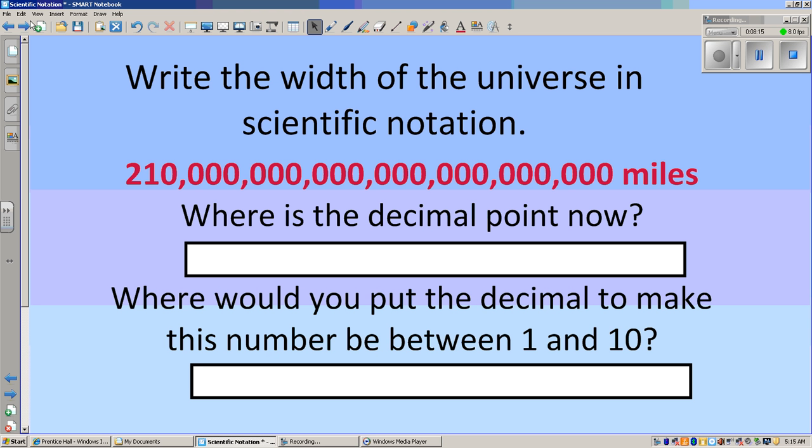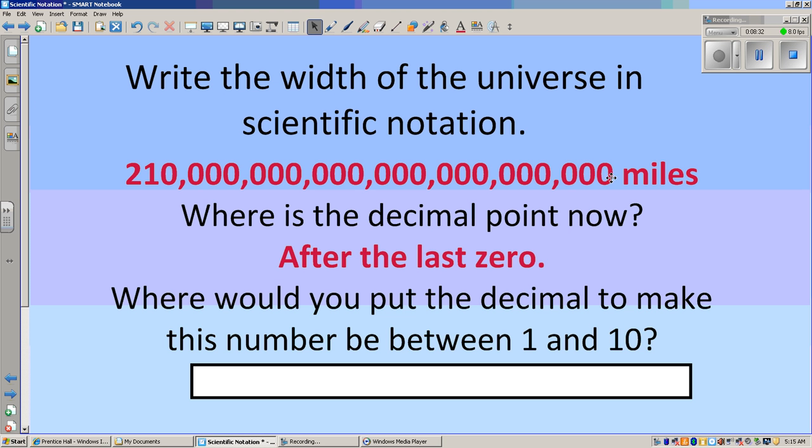All right, so let's go back to the width of the universe. If we want to write this big old number in scientific notation, first we need to figure out where our decimal point begins. Where's our decimal point right now? Sure, it's right after this last 0 here. So I'm just going to place my decimal here just so that we can see it.